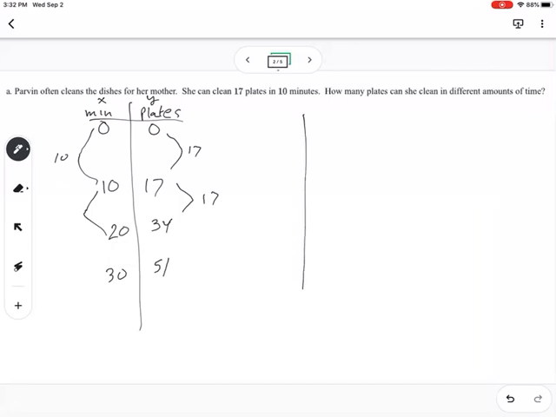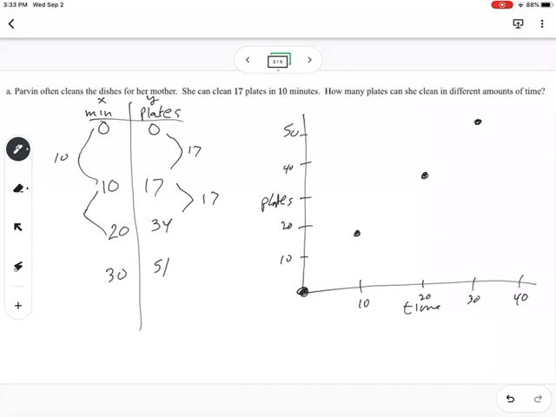So we can make a graph. I only need the positive quadrant. And here's time. And here's plates. We want to make sure the scale makes sense. So 10, 20, 30, 40. Label it so that you know and I know what you're talking about in terms of what they mean. Plates, 10, 20, 30, 40, 50. And then we can just graph it. Here's our starting point. It goes up 10, 17, 20 is 34, 30 is 51.